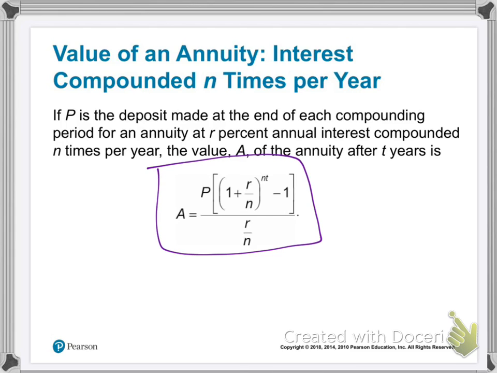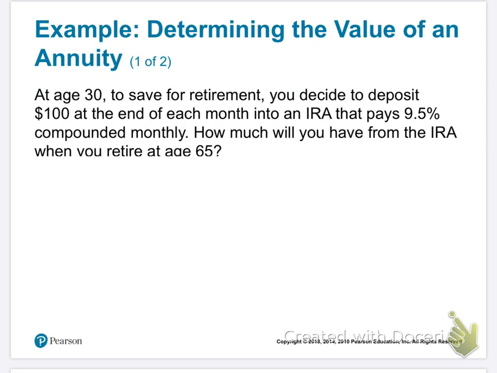Hopefully you guys got that, because my page froze. So take a minute, write this down. At the age of 30, to save for retirement, you decide to deposit $100 at the end of each month into an IRA that pays 9.5% compounded monthly. How much will you have in your IRA when you retire at 65?